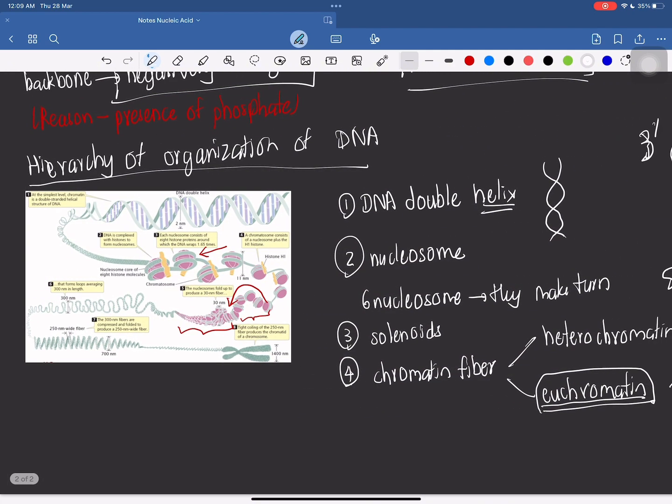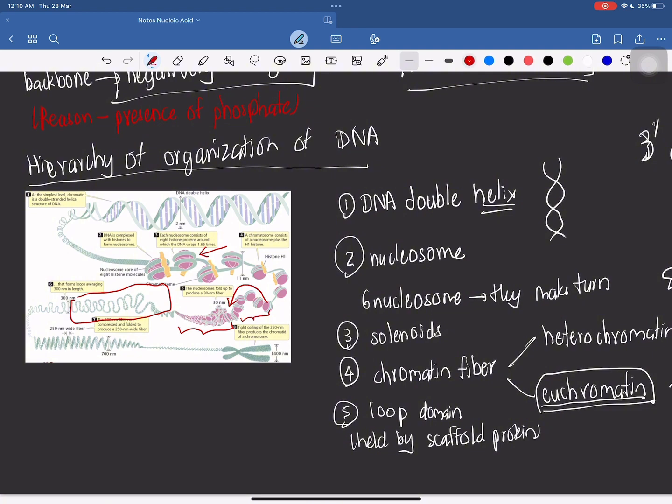So moving on, you guys can see this one. It is called the loop domain. These are anchor, scaffold protein. And last but not least is our chromosome. So this is how the DNA is packed in our cells.